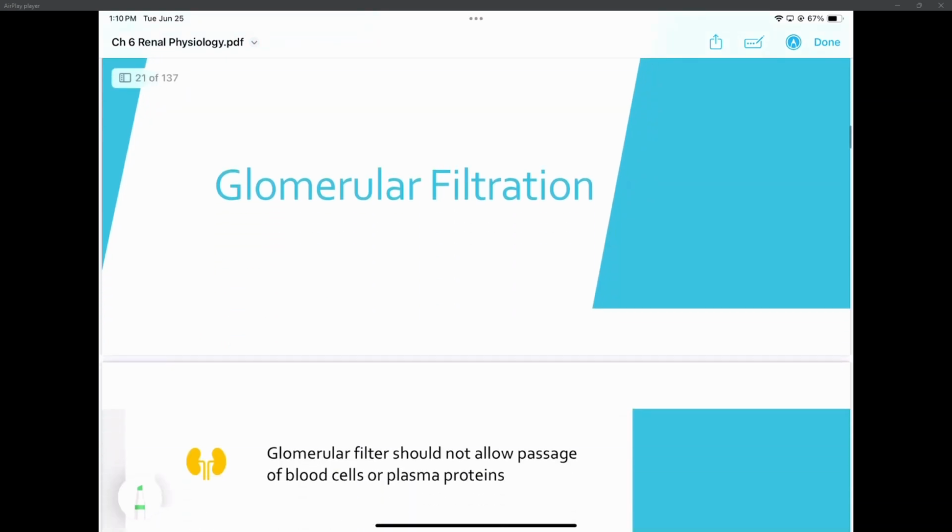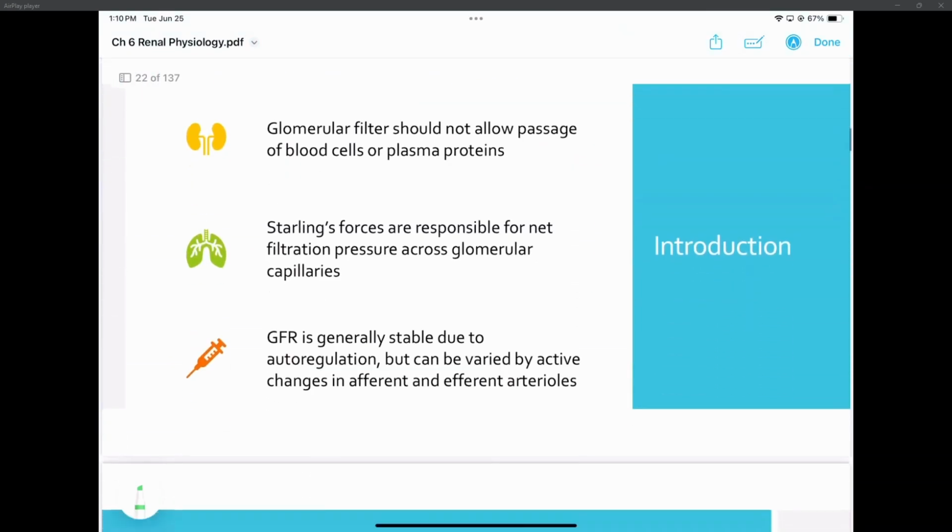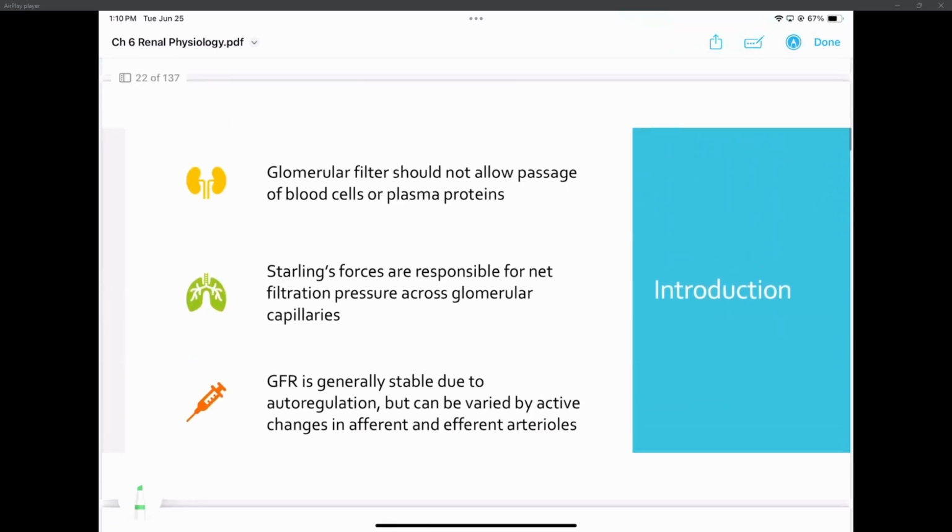Okay, so let's talk about glomerular filtration. We don't want blood or plasma proteins to get into the urine. We don't need them in there. Okay, we're not spilling them. We just need the waste products to get out. Protein is not a waste product. Your red blood cells are not a waste product. You don't want them going into the kidneys.